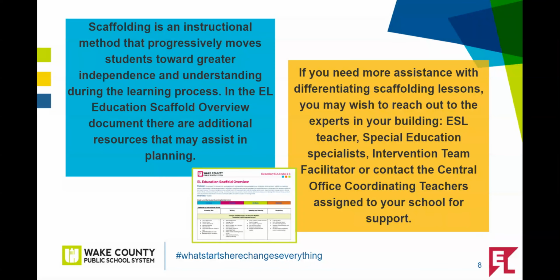Scaffolding is an instructional method that progressively moves students towards greater independence and understanding during the learning process. Refer to the EL Education Scaffold Overview for grades 2 through 5 for additional resources that may provide further support when planning for and implementing instruction. As a reminder, additional resources and professional learning videos can be found in Learning Central under the appendix within each grade level module and in the teacher planning tools for your grade level curriculum.